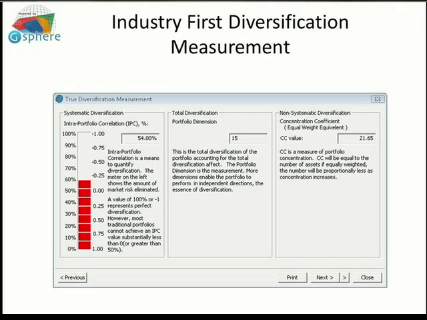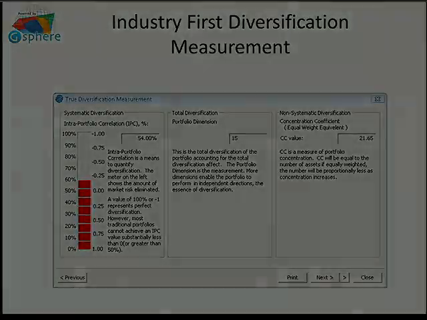This number is well complemented by the concentration coefficient for equally weighted equivalents, which was developed at the Brandeis Institute in San Diego. This is a better measure than counting the assets. Each of these measures helps to understand diversification. But how do you account for both systemic and non-systemic diversification? The industry needed a single framework and measure to account for diversification. And that is a number represented by the portfolio's dimensionality.